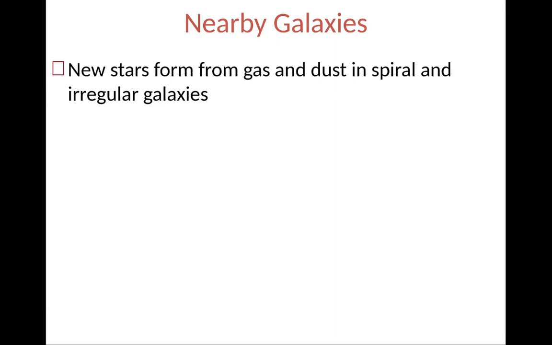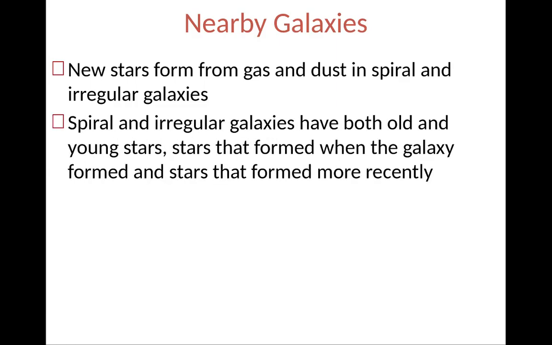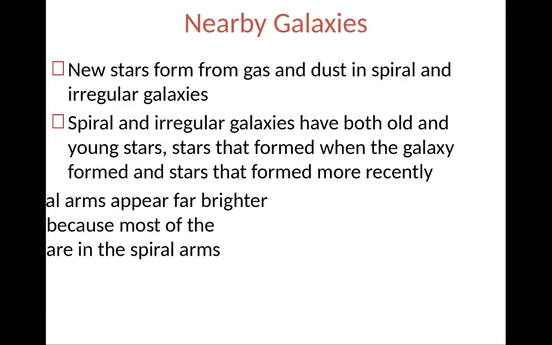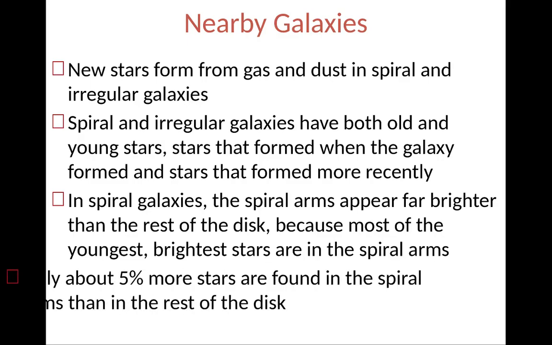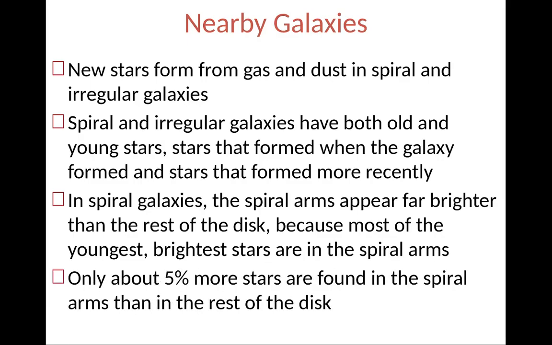So new stars form from gas and dust in the spiral and irregular galaxies. All right, spirals have both old and new stars: stars that formed when the galaxy first formed, and stars that formed more recently. In spiral galaxies, the spiral arms appear far brighter than the rest because most of the youngest, brightest stars are in the spiral arms. Right? So only 5% more stars are found in the spiral arms, but those 5% are the ones that matter because they are the brightest.